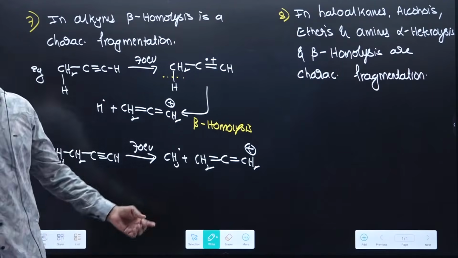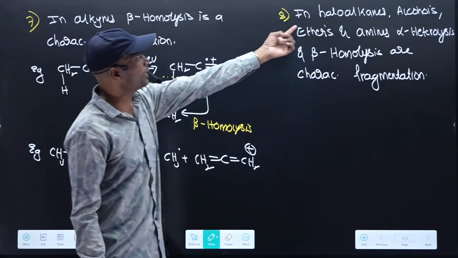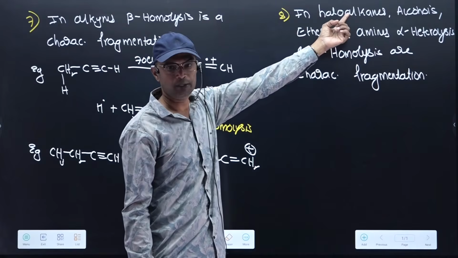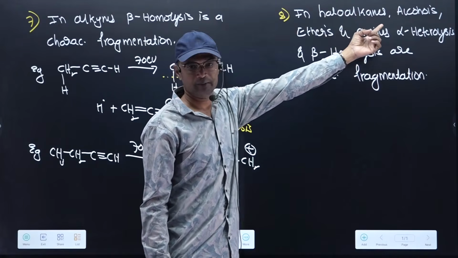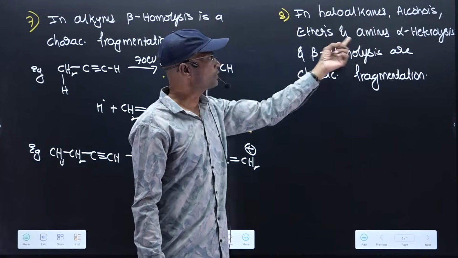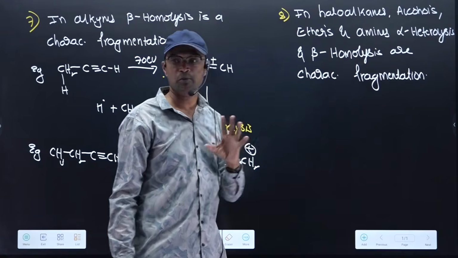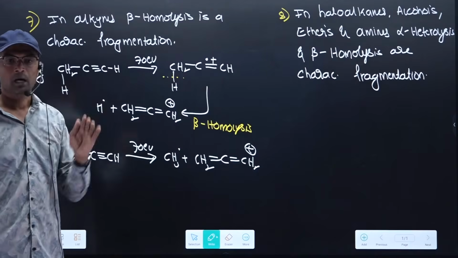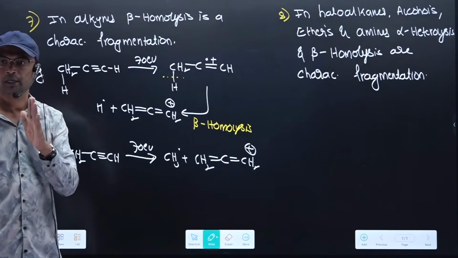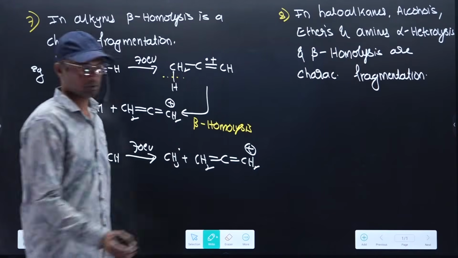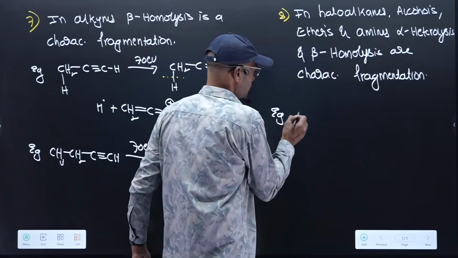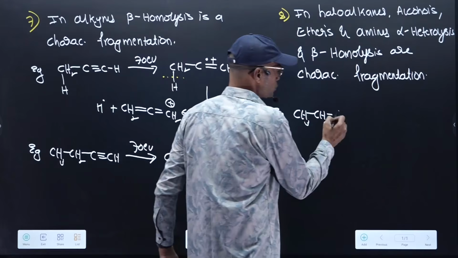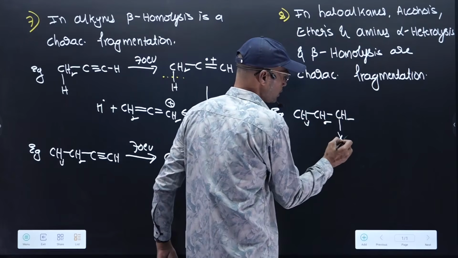If any halogen derivative is given, a haloalkane, where a halogen attaches to a saturated alkane, or any alcohol, ether or amine, remember these four functional groups. Two breakages are most common: alpha heterolysis and beta homolysis. Suppose I give one example with a halogen X. This is CH2 and here one more CH2. Here I am writing the radical cation.